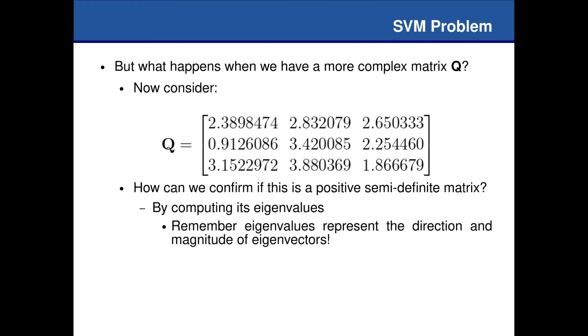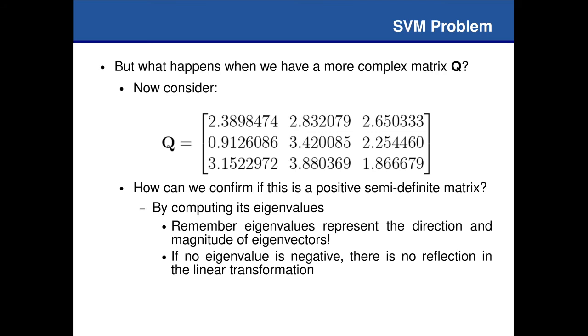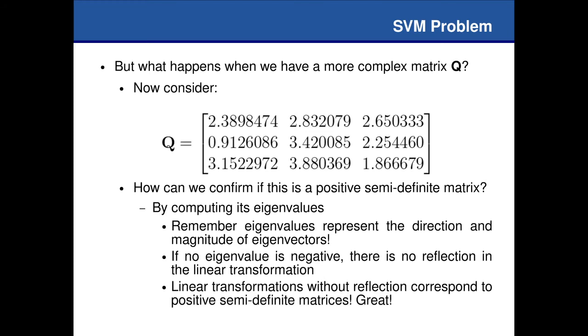So I need to compute the eigenvalues. If I compute the eigenvalues and no eigenvalue is negative, so there is no reflection in terms of my linear transformation, so my matrix is positive semi-definite. So I can use it.